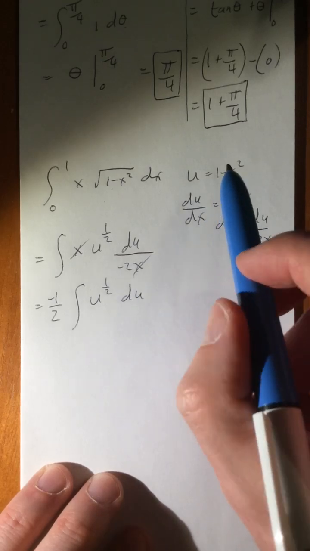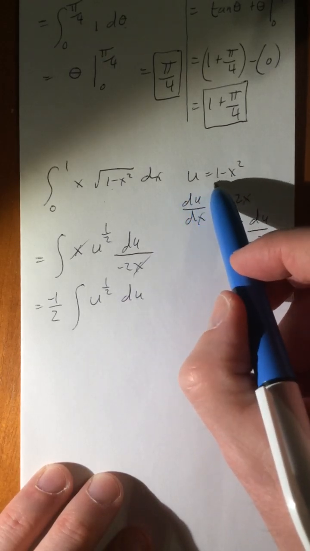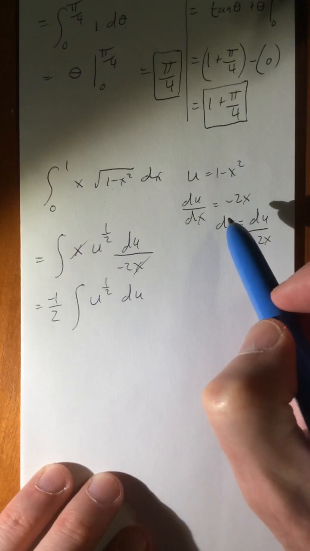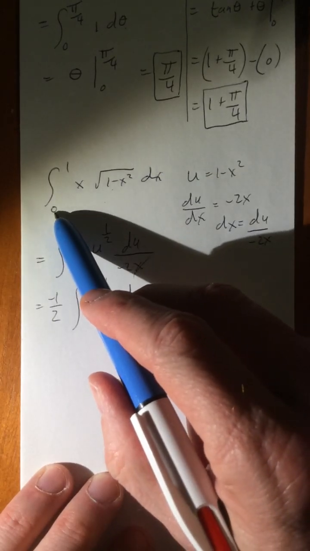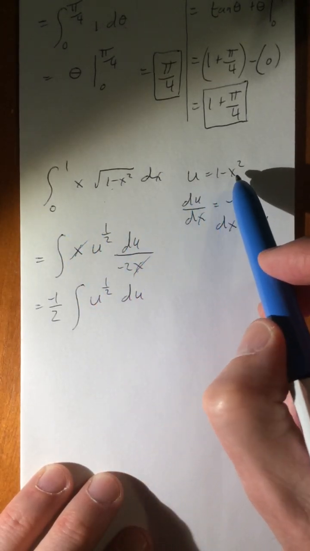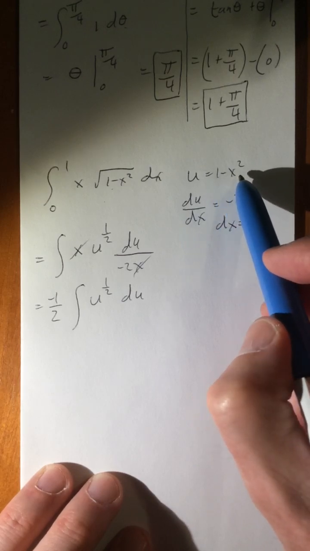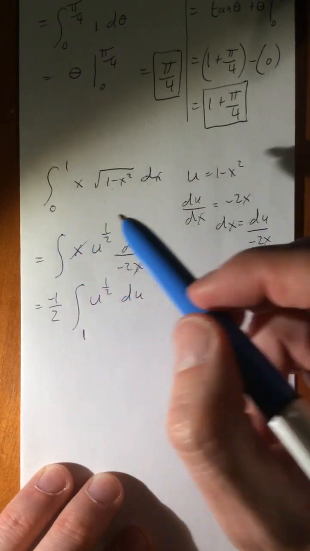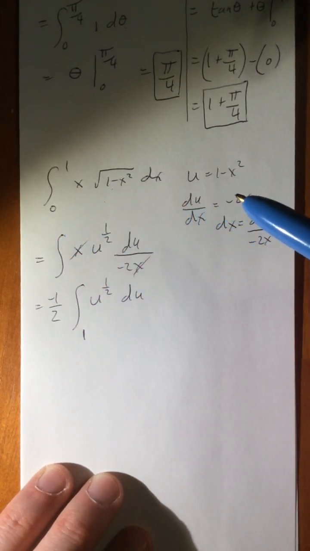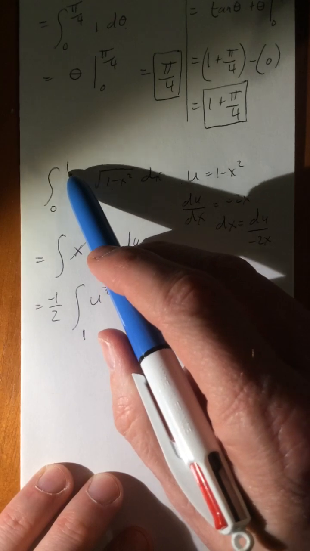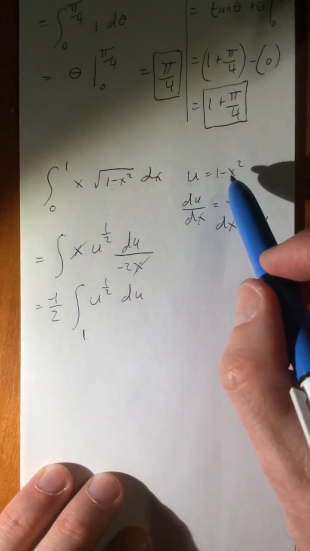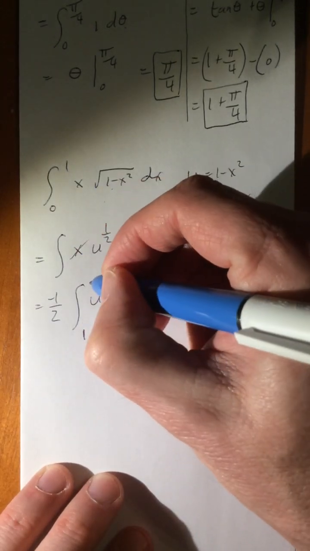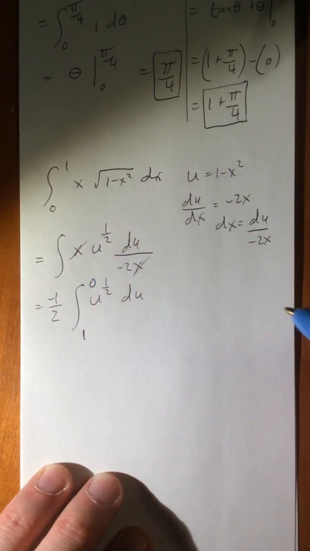Well, that's easy enough. We know that u is the same as 1 minus x squared. Cool. So we'll just plug in 0 into here. So 0 squared is 0, 1 minus 0 is 1. So we're going to put a 1 down here because that's the same as 0 as we translate it from x to u. And then we do the same trick over here, put the 1 in here. 1 squared is 1, 1 minus 1 is 0, so we have an upper limit of 0.